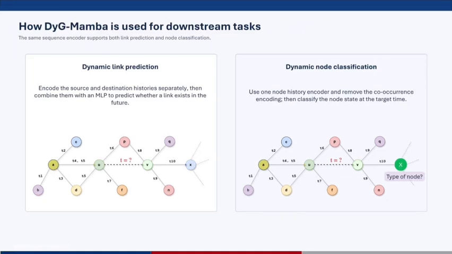As you can see here in the diagram below, given the source node and destination node, we predict whether an edge will exist between them at a specific timestamp. And for the dynamic node classification, we use one node history encoder and remove the co-occurrence encodings, then classify the node state at the target time. So basically we are predicting the node state at a specific timestamp in the future, or just clustering the target node.